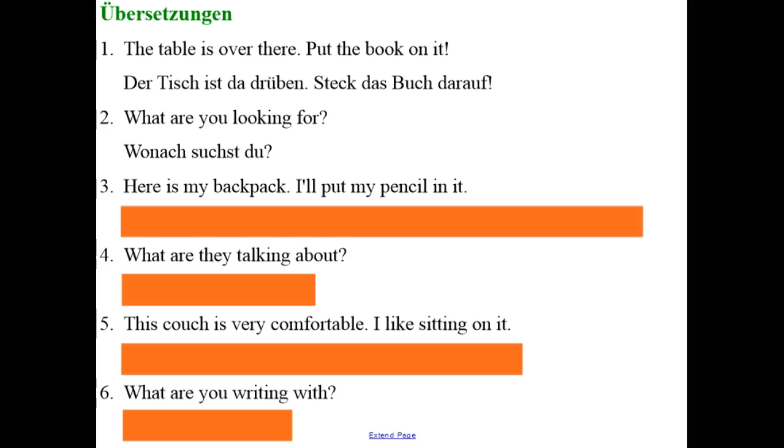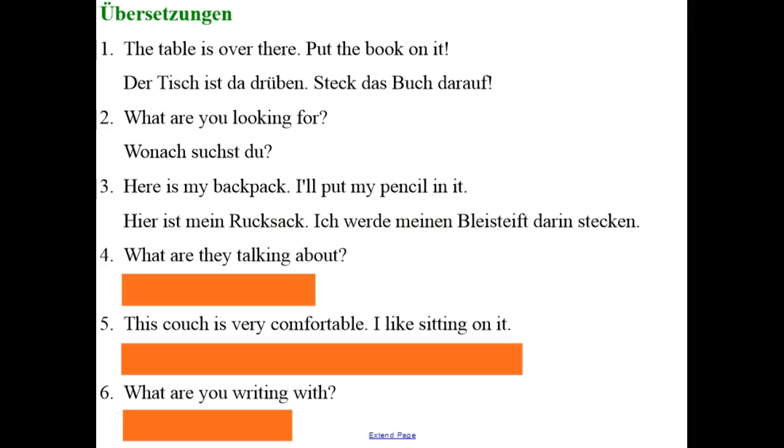Number 3. Here's my backpack. I'll put my pencil in it. Hier ist mein Rucksack. Ich werde meinen Bleistift darin stecken. I could have, I'll put my pencil in my backpack. Ich werde meinen Bleistift in meinen Rucksack stecken. But since I already established backpack, I want to use a da compound to shorten my second sentence. Ich werde meinen Bleistift darin stecken.